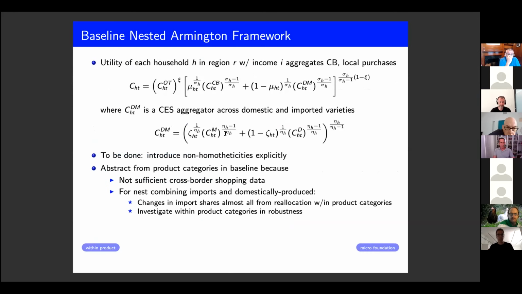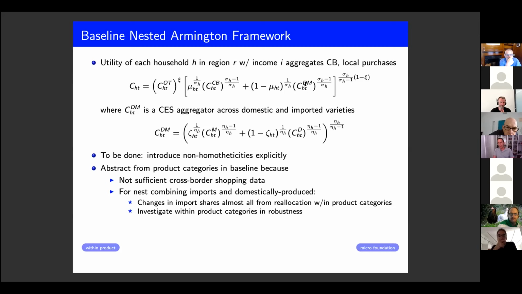So let me get started with what we do. The framework we're thinking of is the simplest one to think about this. We're going to think about a baseline nested CES aggregator, where this is for a household h. They're going to consume other goods that we're not going to observe in our data. What we're going to observe in our data is consumption of a cross-border aggregate, and an aggregate of domestic and import goods purchased in Switzerland, where sigma is the elasticity of substitution between cross-border and domestic and import goods.